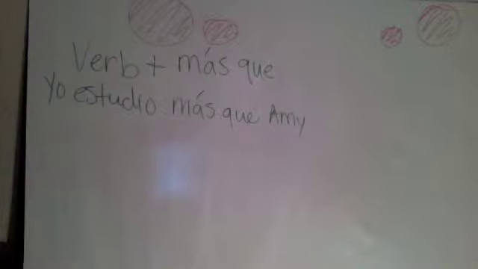Now let's look at it the other way around. You have person A doing something less than person B. See how person A is small and person B is big? So let's try the sentence. Oh, well, you can kind of guess the formula too. To say person A does something less than person B, it's going to be verb plus menos que.